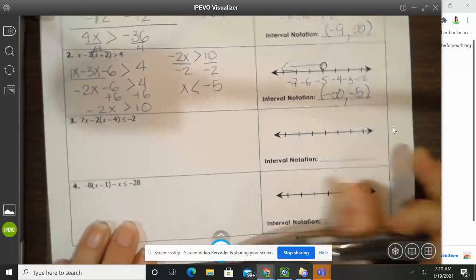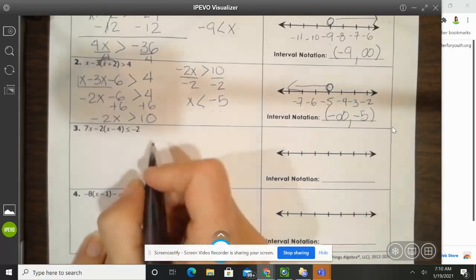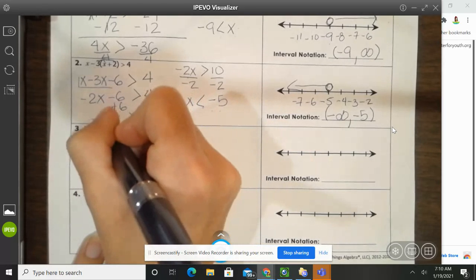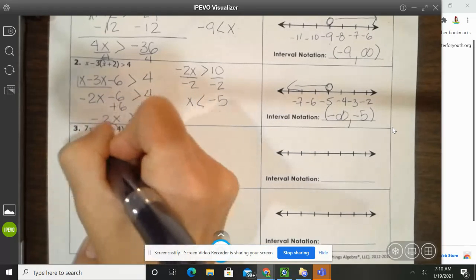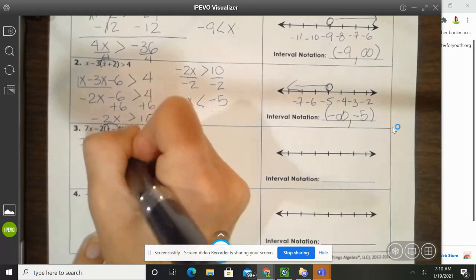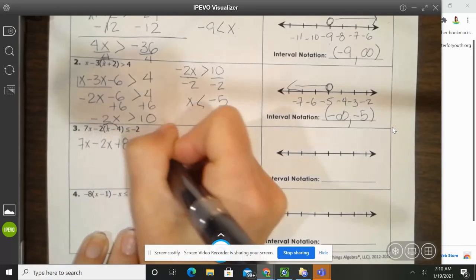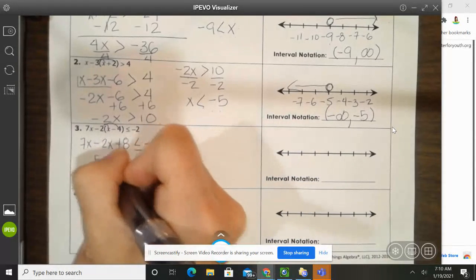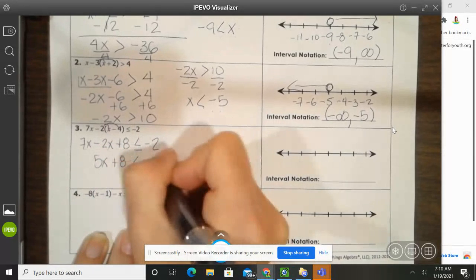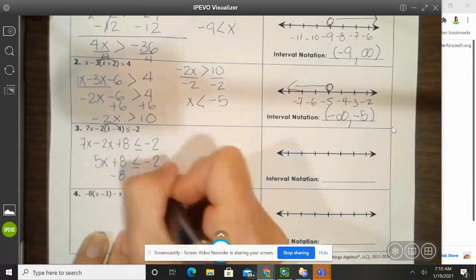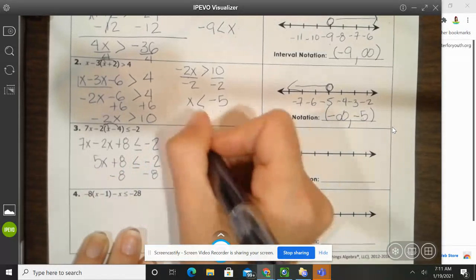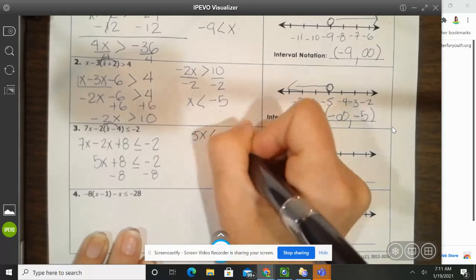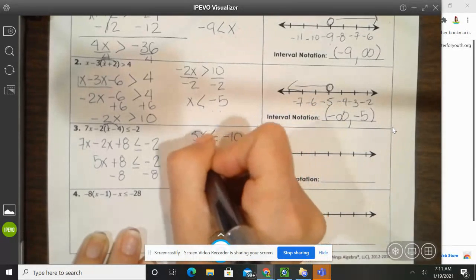All right, let's do one with equal sign here. So we're going to solve it first. So that is that times that times that, that's 7x minus 2x plus 8 is less than or equal to -2. Combine like terms, 7 minus 2, that's 5x plus 8. And then subtract 8 on both sides. And then that would be 5x is less than or equal to -10. And then you divide by 5.